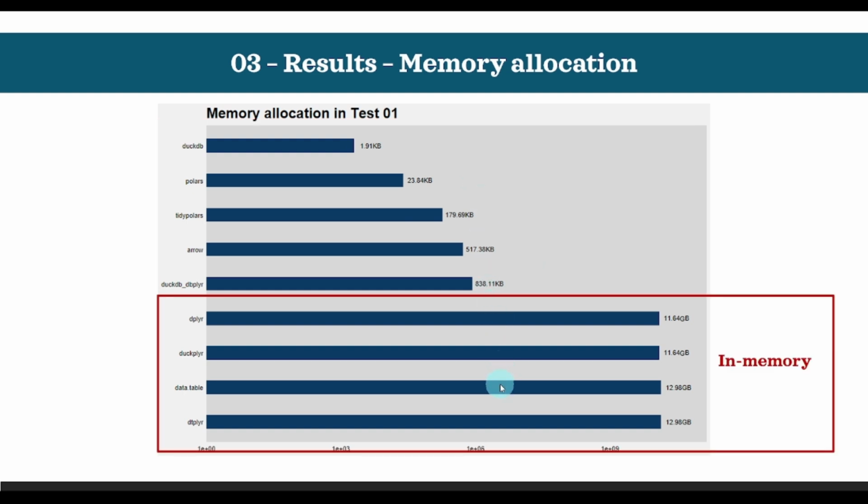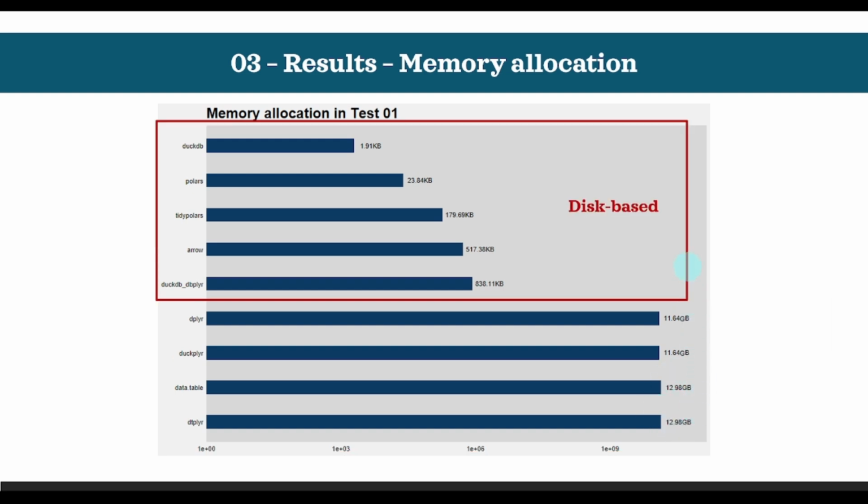And then we have in-memory systems where the memory allocation is pretty big. So you can see that dplyr and duckdb they are allocating about 12 gigabytes, and data table and the dplyr they are allocating about 13 gigabytes. So those that are disk-based, they are designed to handle large datasets efficiently by operating on a disk database. So what they do is to split the data in different chunks, and they don't need to load all the data at once in the memory. So they pass chunks of data to the disks and it's processed there.